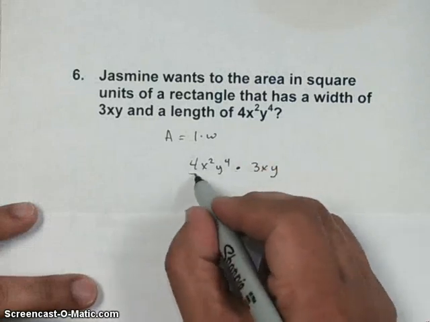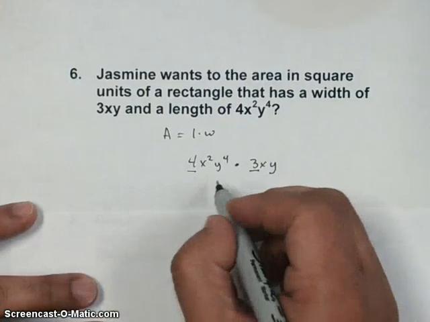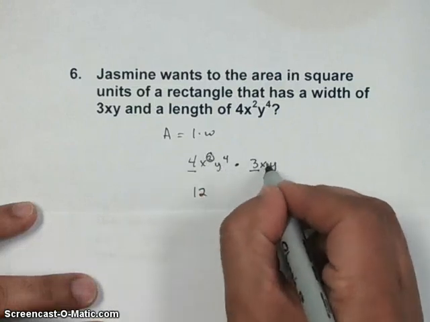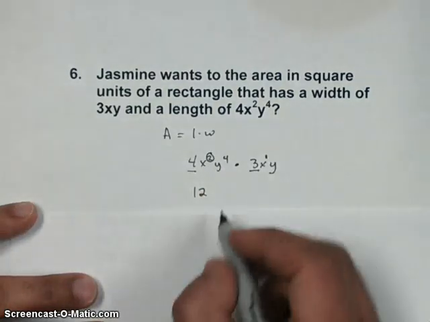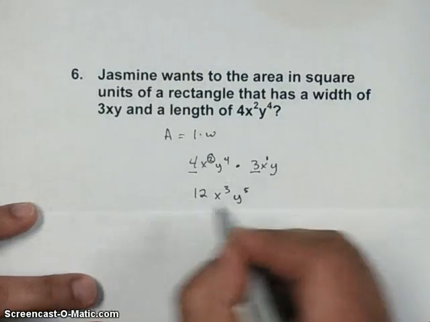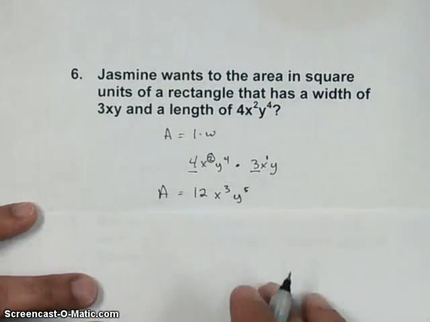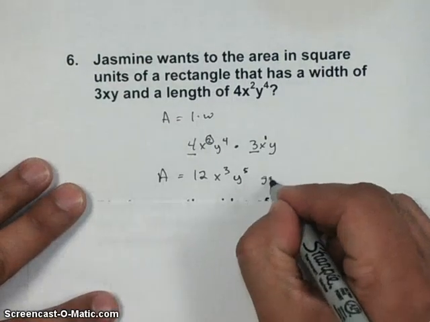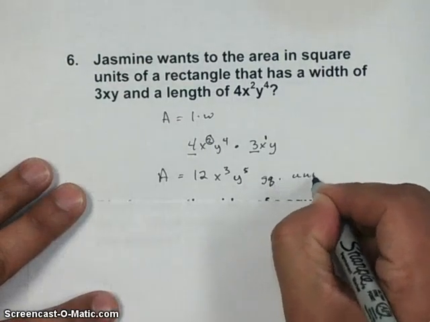Same thing, we combine like terms: we multiply the constants, that's 12. I add the exponents. If there's nothing written, there's understood to be a 1 there, so there's going to be x to the 3rd power and y to the 5th power. And let's go ahead and put, this would be square units.